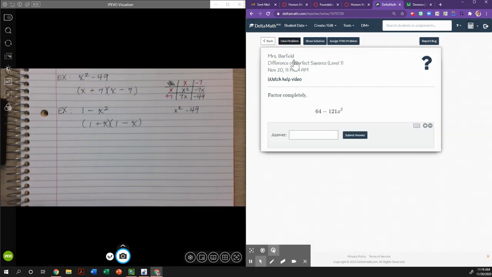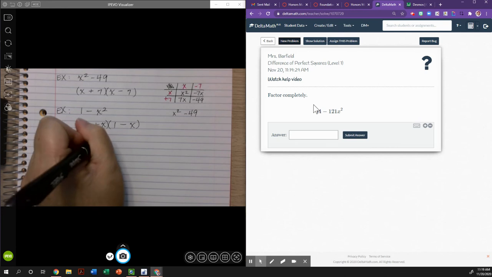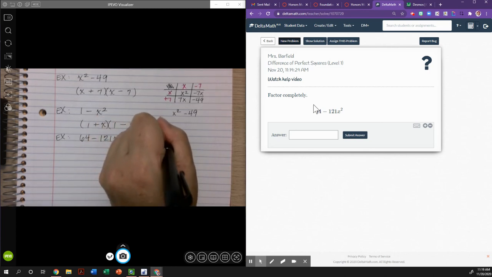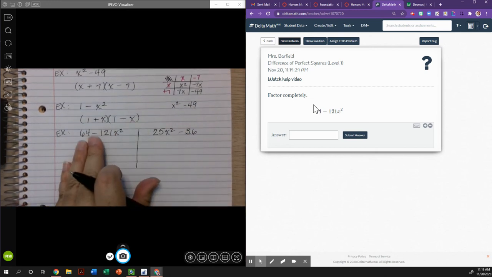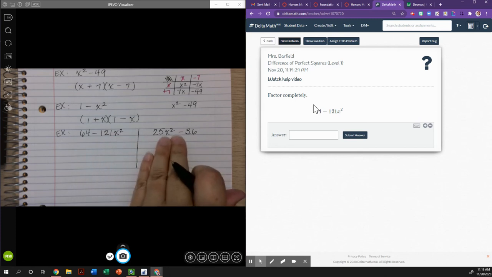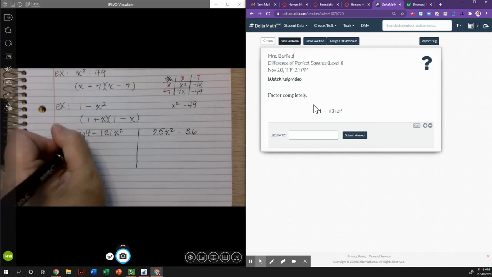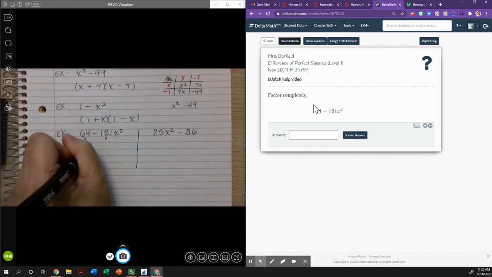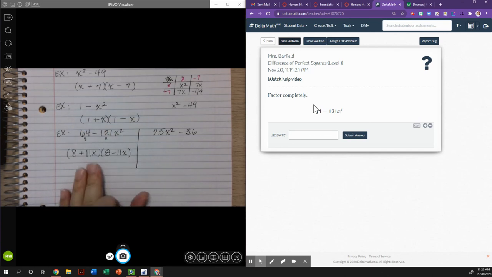All right, let's do one more and then we're going to stop our video. So 64 minus 121x squared. And then I'm going to give you a similar problem that won't be on Delta Math: 25x squared minus 36. That way you can see what happens when there are numbers and when x is at the back and when x is at the front. Okay, you just need to take the square root of 64, which is 8, and the square root of 121, which is 11. And you say 8 plus 11x, 8 minus 11x. And that's your final answer.